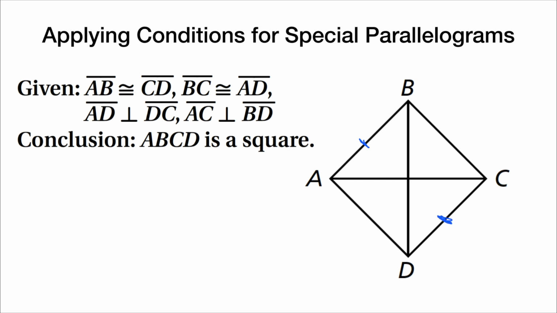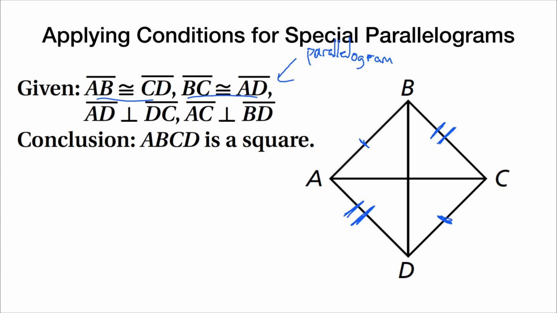AB is congruent to CD. We are also told that BC is congruent to AD. All right, these two pieces of information right here together prove that it's a parallelogram. So right here, we have proven it's a parallelogram. As you might remember from the last lesson, if you ever have a quadrilateral where opposite sides are congruent, it is a parallelogram.